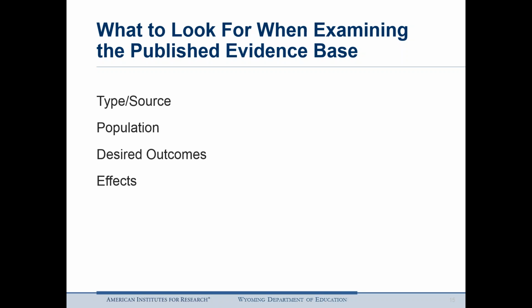Next, consider the population. For which populations has this program been researched and found effective? Is it similar to our population? Are there different effects for different subgroups? It is also important to consider whether or not the desired outcomes assessed in the study are relevant to the outcomes you hope to achieve with the intervention. For example, is it a reading comprehension intervention and showing positive effects for comprehension, but you need an intervention that's working for fluency?